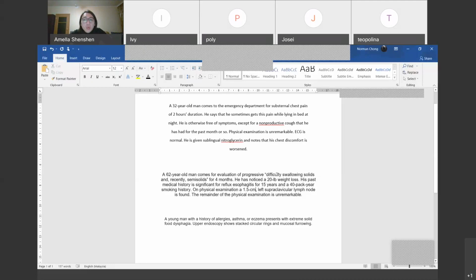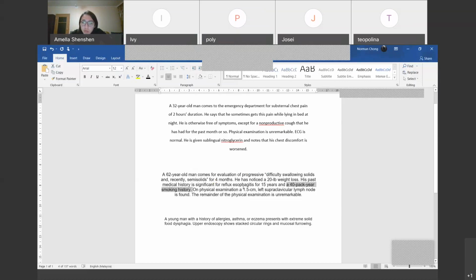Then he noticed weight loss. This is an alarm sign. Remember, when we talk about alarm signs, this is an alarm sign. Weight loss already. Past medical history is significant for reflux esophagitis for 15 years. GERD, right? For 15 years. And a 40 pack year smoking history.